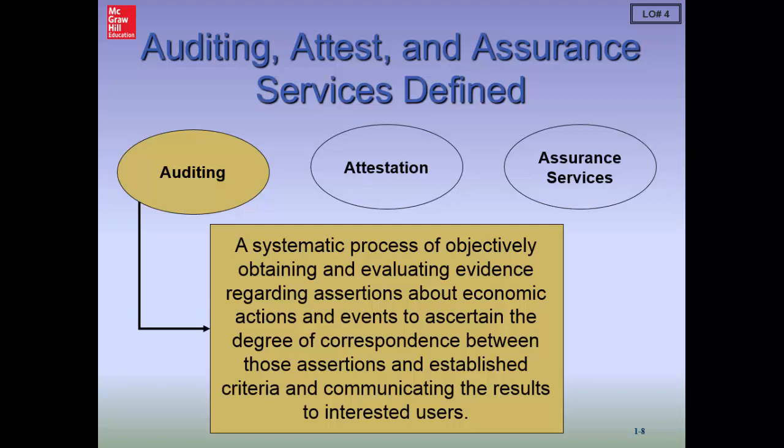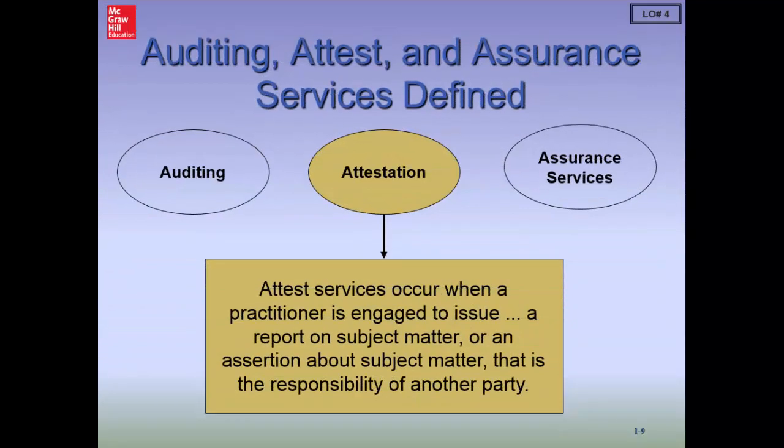Our communication is through the audit opinion letter, and we're going to be talking about that, and the interested users are going to be the principals, the stockholders, and other stakeholders within the organization. Assurance services, which we will actually talk about later on in the course, is an attestation service where a practitioner, a CPA, is engaged to issue a report on a subject matter or an assertion about a subject matter that is the responsibility of another party. We're not going to talk about that now.